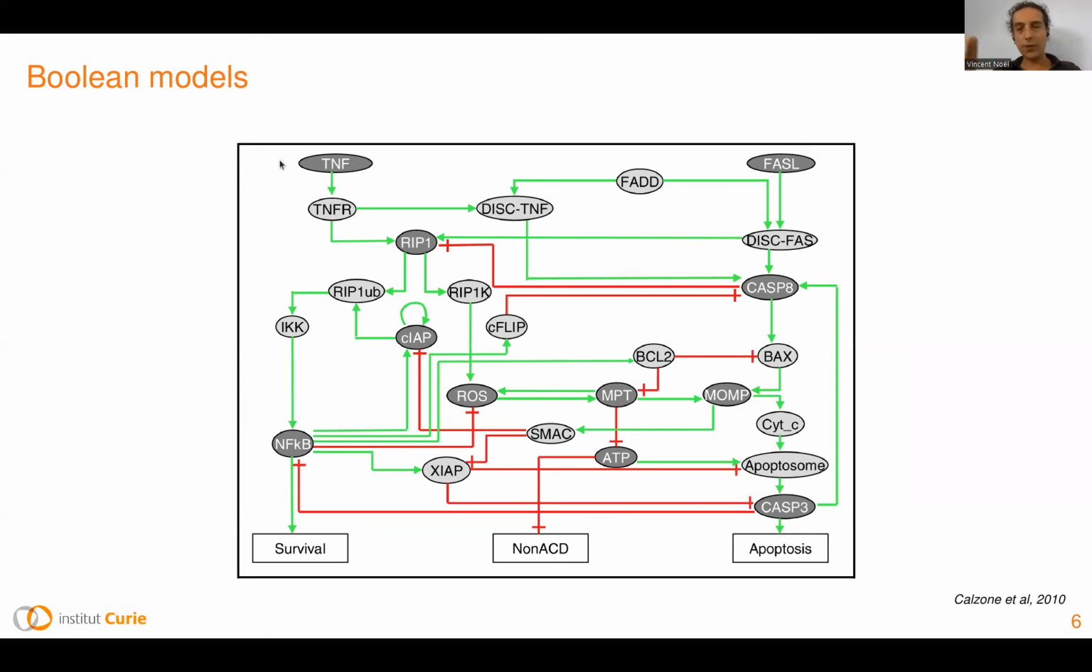So when we look at a model like this, at an interaction graph like this, we can see first that we have two nodes at the top, which are input nodes, so they don't receive any influence, actually three. FADD also doesn't receive any influence, so we have three input nodes. And then we have many intermediary nodes, which will receive influence from others and will also influence other nodes. And at the bottom, we have three nodes which receive influence from other nodes, but won't influence others. So they are what we call the output nodes, or the phenotype nodes in this case.